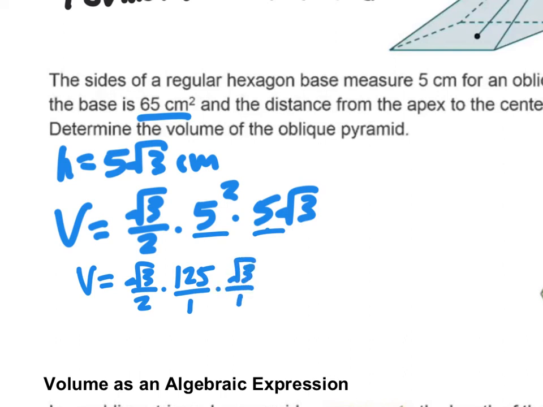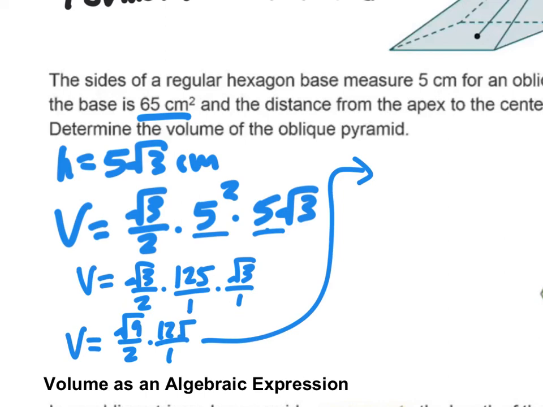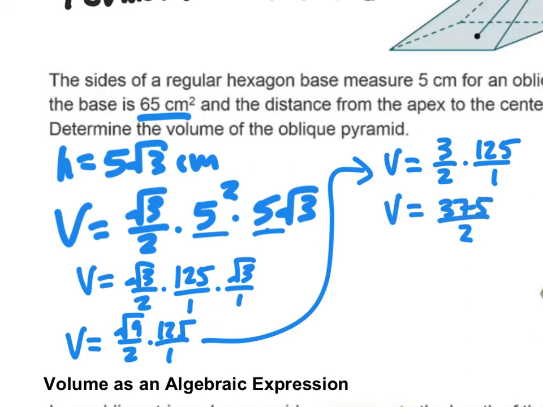Now I'm going to combine the square root of 3 and the square root of 3 and multiply those together. That's going to give me the square root of 9, so my volume is equal to the square root of 9 over 2 times 125 over 1. After I do that, my volume is 3 over 2 times 125 over 1. If I do 3 times 125, that gives me 375. So my volume is 375 divided by 2. If I divide that by 2, my volume is equal to 187.5, and this is centimeters cubed.